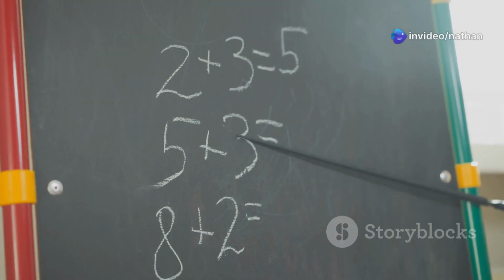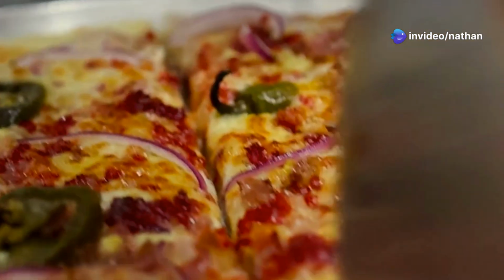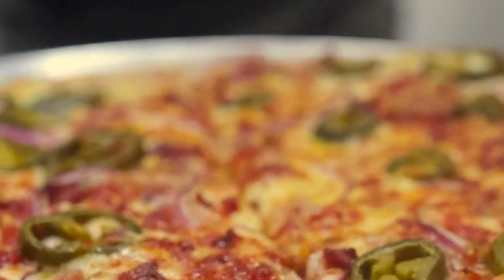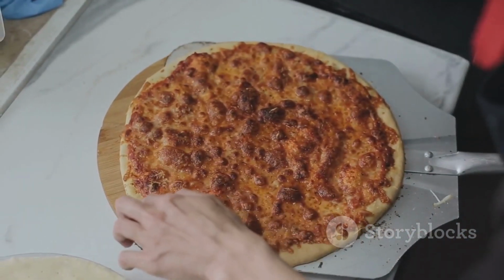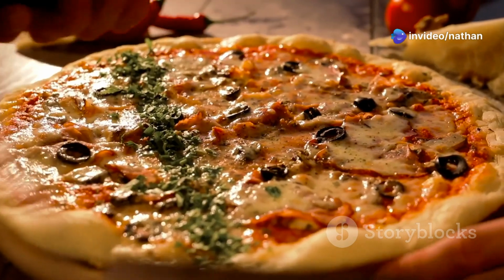Now let's talk about equivalent fractions. These are different fractions that represent the same value. Imagine cutting that same pizza into 16 slices instead of 8. If you eat 6 slices, you've eaten 6/16, which is the same as 3/8. Both represent the same amount of pizza.